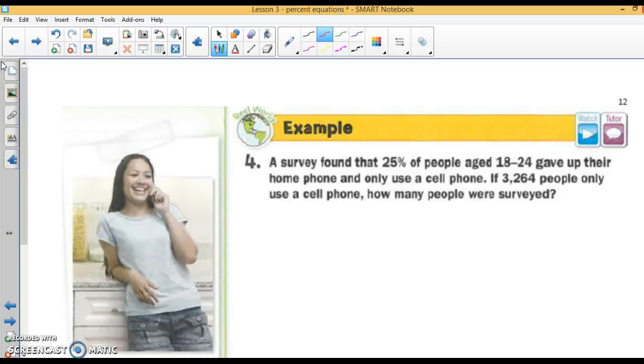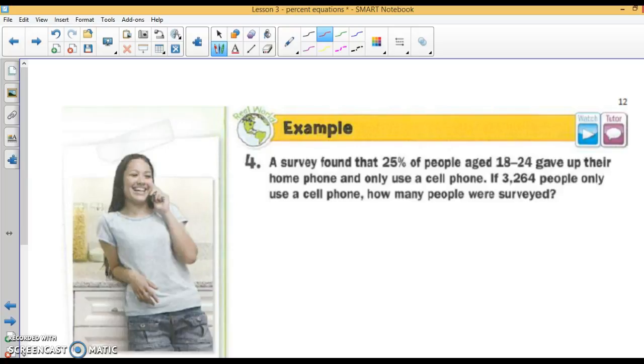All right, a survey found that 25% of the people aged 18 to 24 gave up their home phone and used only a cell phone. If 3,264 people used a cell phone, how many people were surveyed? Okay, so 25% of people aged 24 to 28 gave up their home phone and used only a cell phone. If 3,264 people use a cell phone, how many people were surveyed?